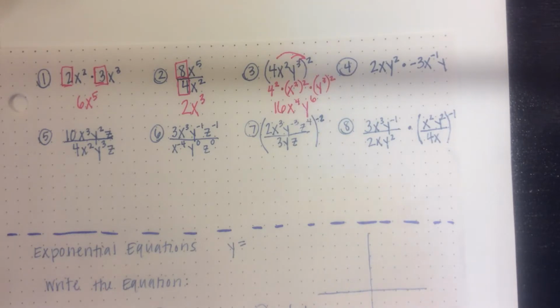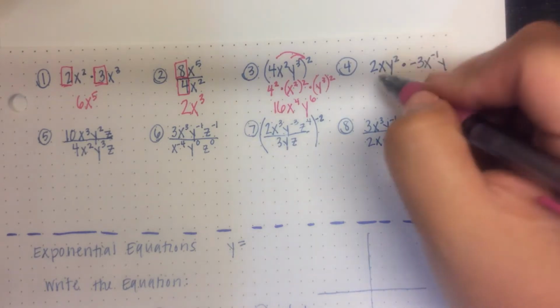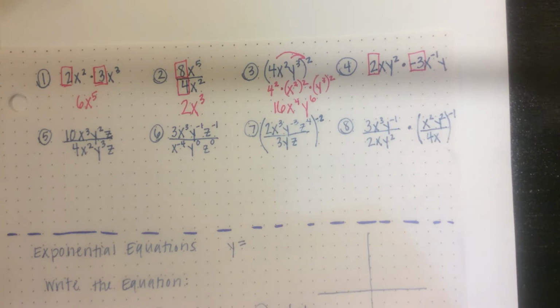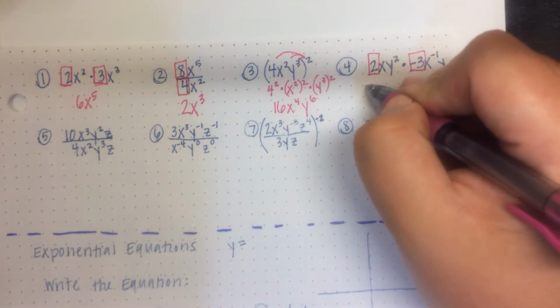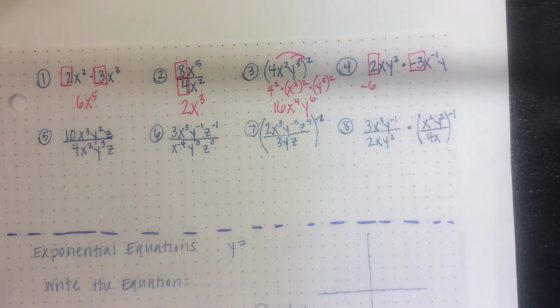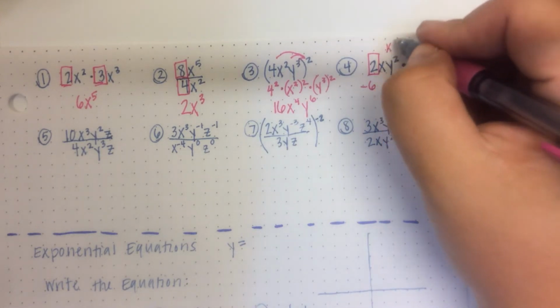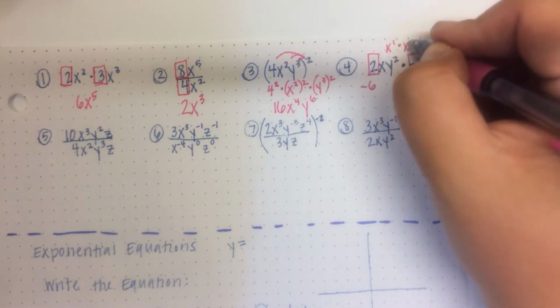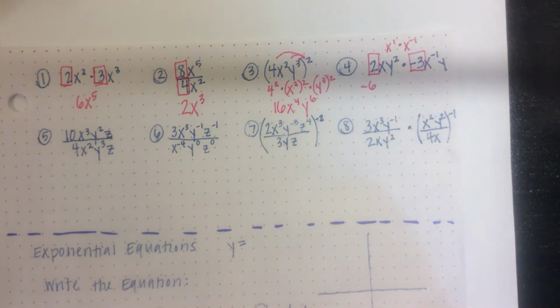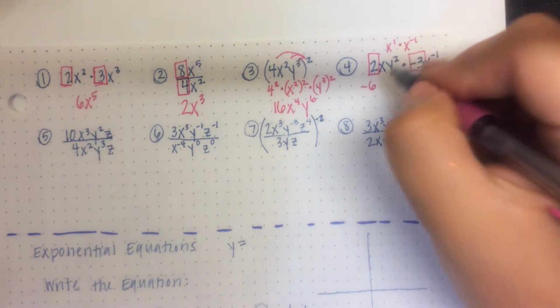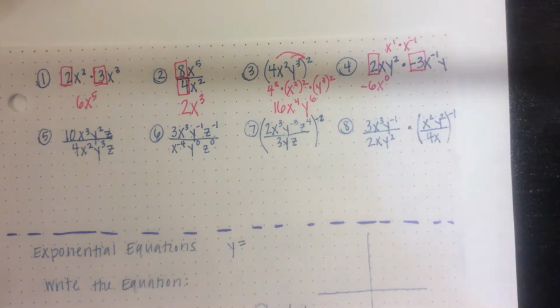Okay, for number 4, got some multiplying here, but again, the numbers aren't raised to any powers, so those are going to kind of be separate. 2 times negative 3 is negative 6. Okay, now I have x to the 1st, I'm going to write it up here, times x to the negative 1. So I can add those. 1 plus negative 1 is 1 minus 1. That's going to give me x to the 0.